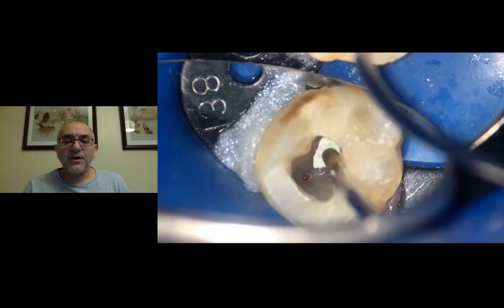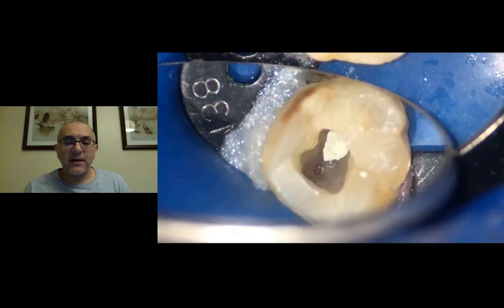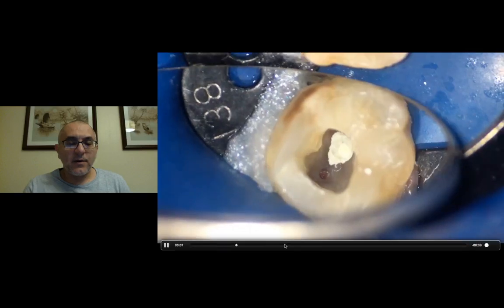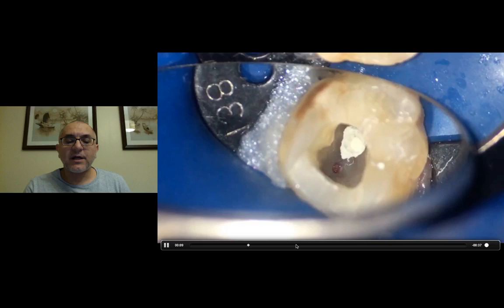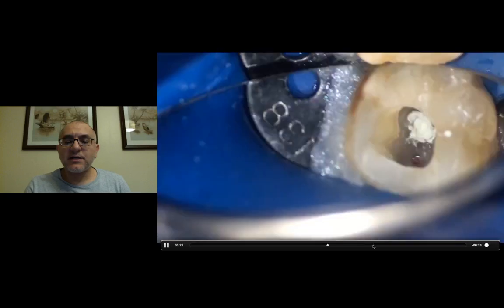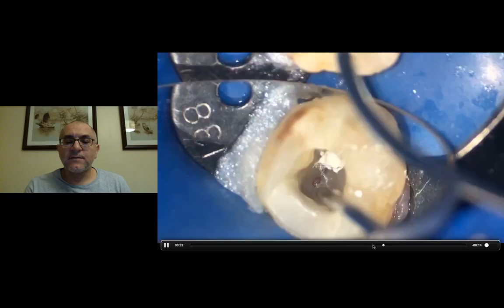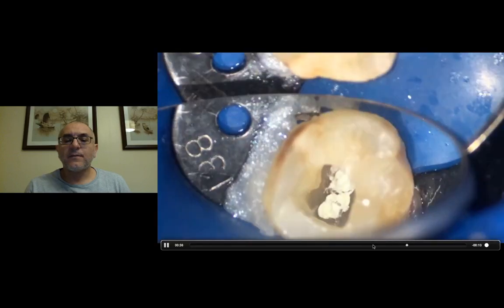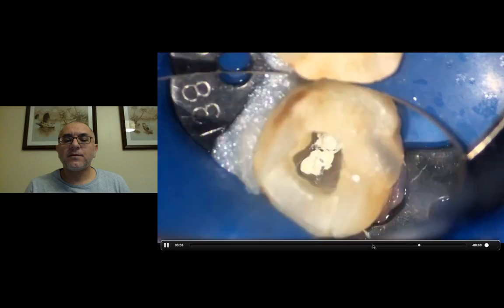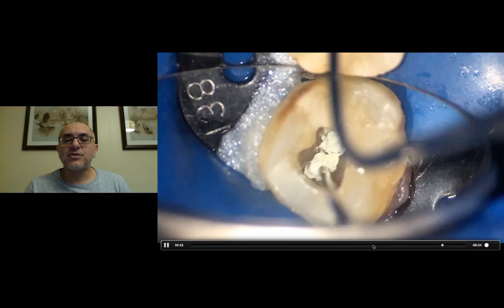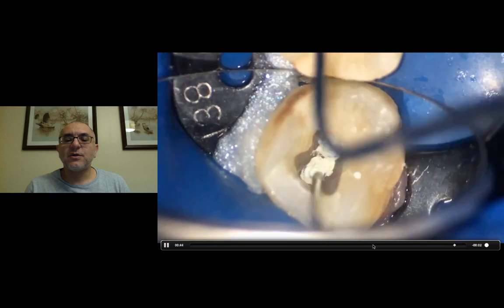And here's a video where I'm applying the MTA. Okay, so here, I'm applying bioceramic material, or hydraulic calcium silicate, and I'm applying it and condensing it using condensers. There you go. And then application, applying a little, just tapping it into position so it comes in approximation to the pulp stump.